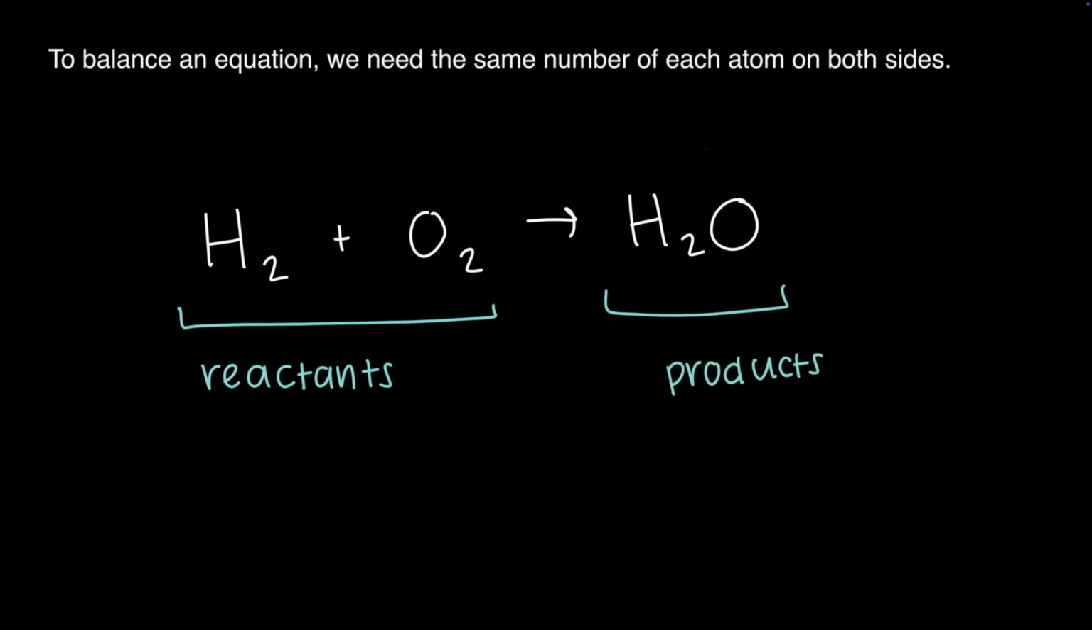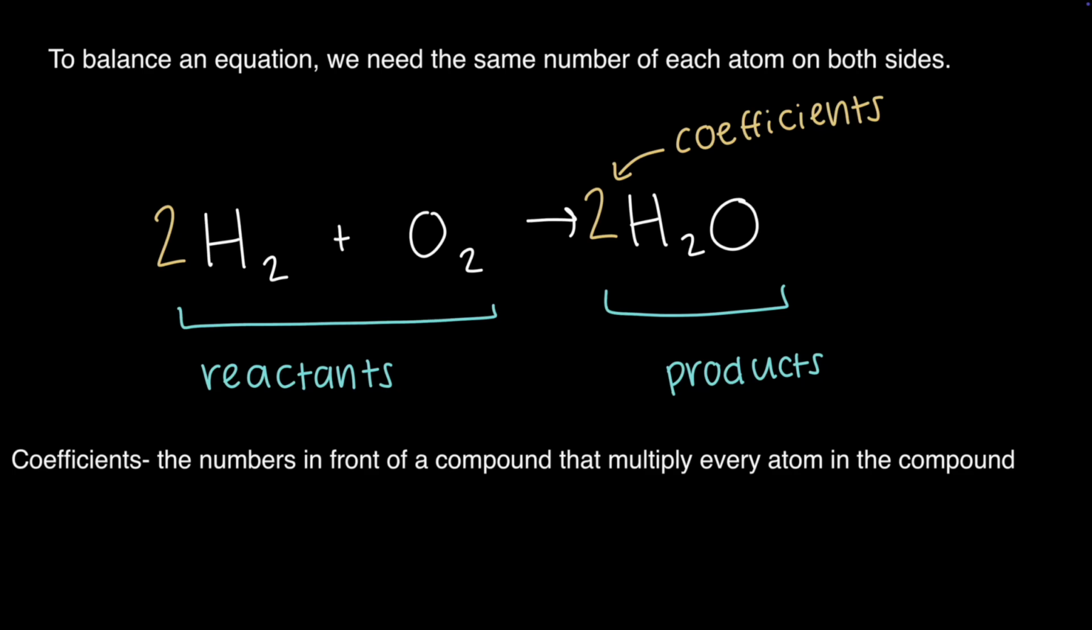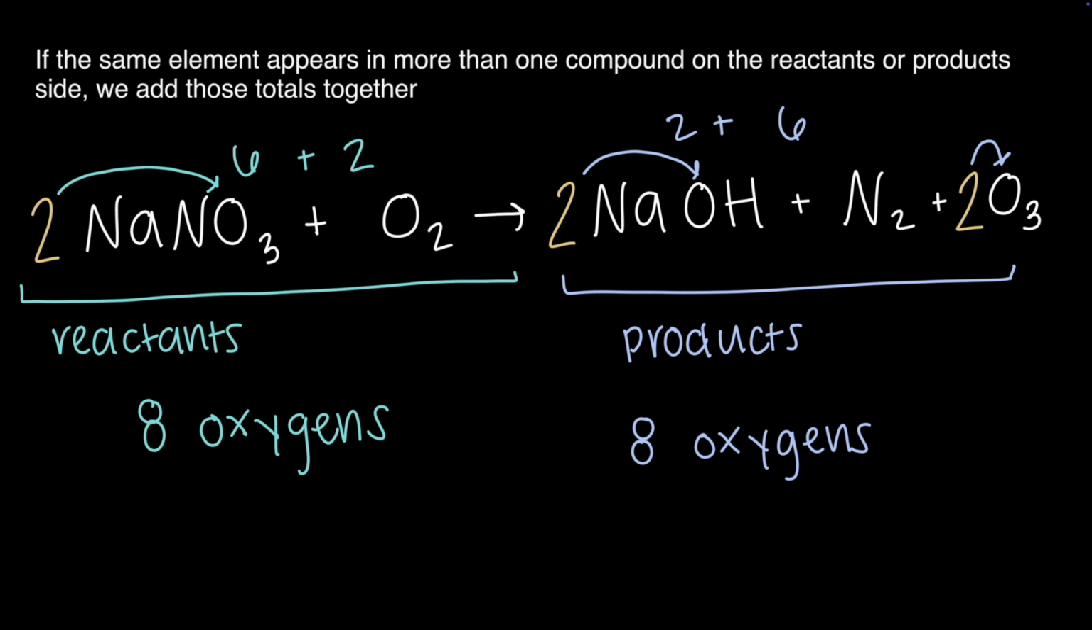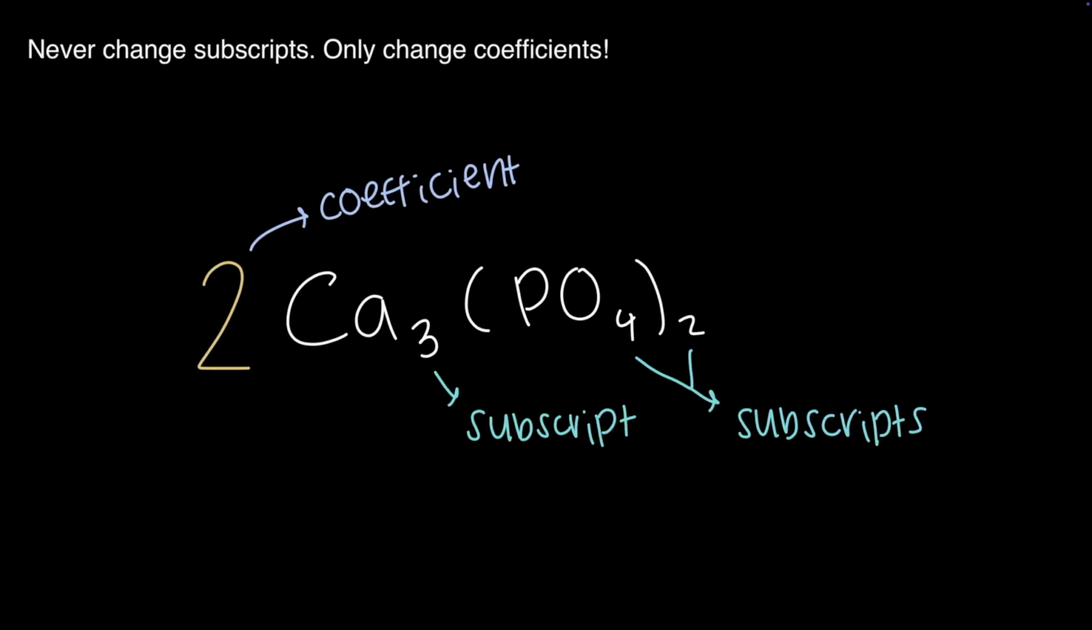Reactants on the left, products on the right. To make that happen, we use coefficients, and these are the numbers in front of a compound that multiply every atom inside it, like a number outside parentheses in math. If the same element appears in more than one compound on the reactants or product side, we add those totals together. And here's the golden rule: never change subscripts, only coefficients.